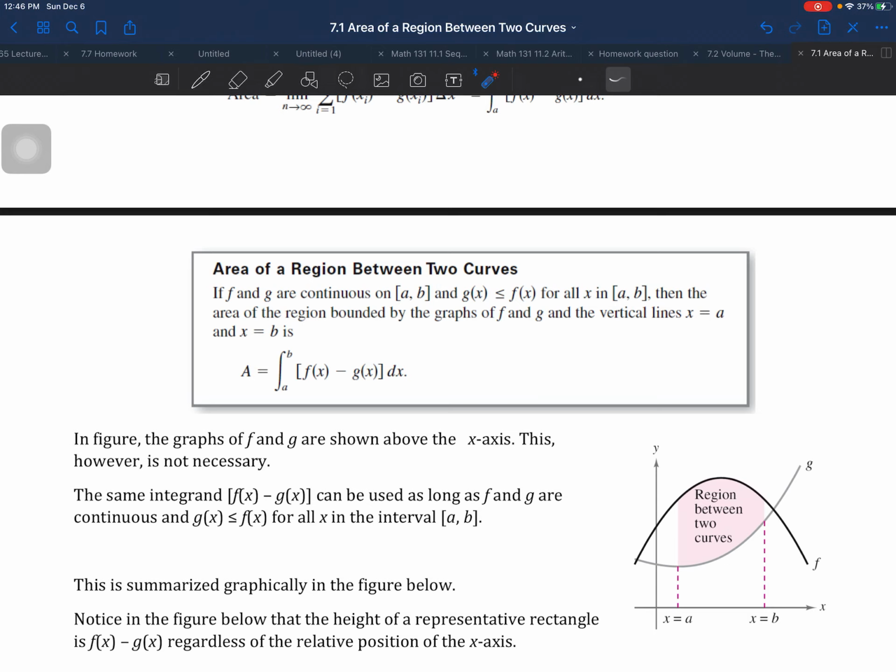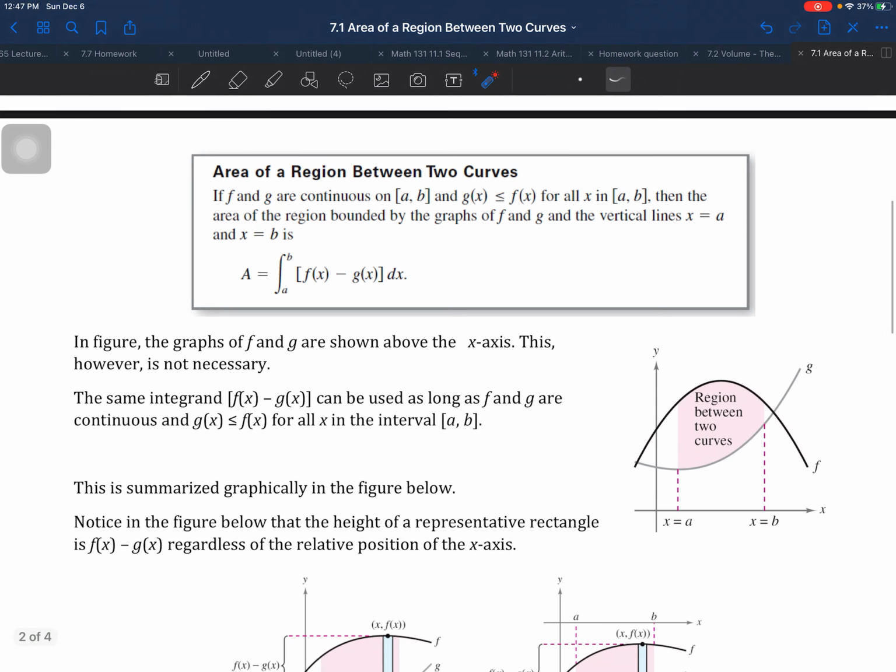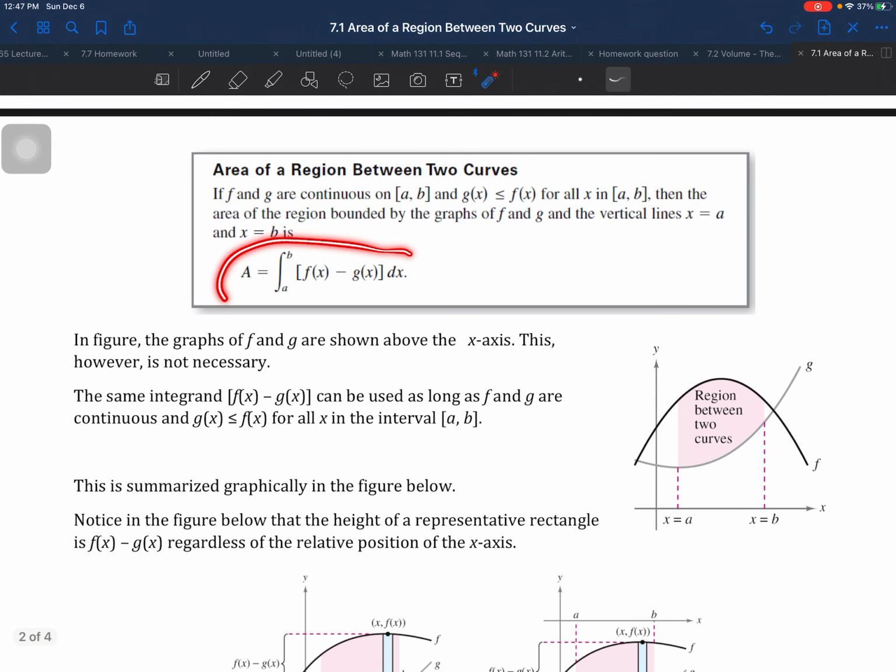Anyway, it's important for us to recognize that g is lower than f for all values between a and b. Now it could happen that they change, but we don't care what happens outside, because all we're doing is finding the area between a and b. So they could change as long as they stay this way between a and b. All right, and that's it. That's all we have to do. We just have to set up this integral here.